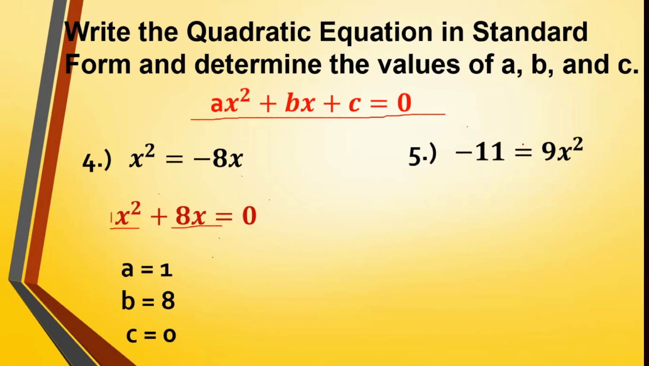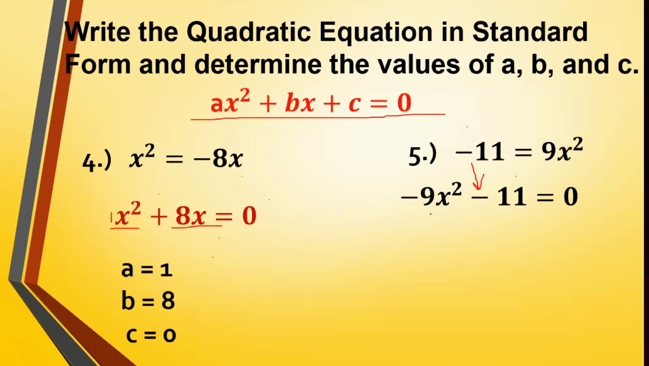Transpose. We have to transpose 9x squared to the other side, to the left side of the equal sign. So, if it is positive 9x squared, what happens to it? Squared. Very good. It becomes negative 9x squared. And then we have to bring down negative 11 because we don't transpose it. It stays in its position on the left side of the equals. So we have negative 9x squared minus 11 equals 0.